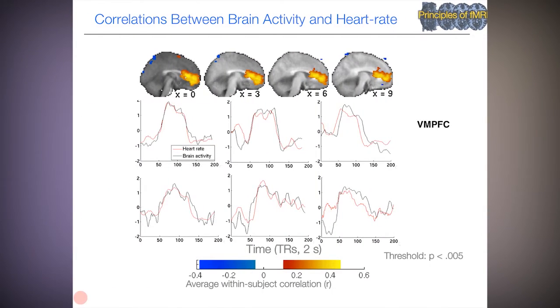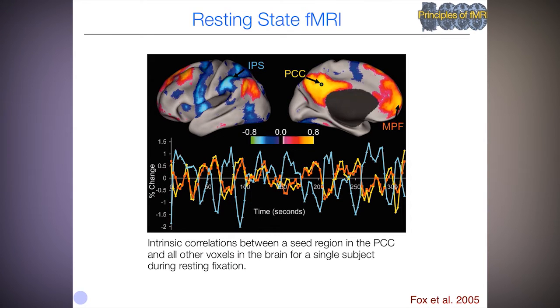Here's an example of the results of a seed analysis where we're looking at the correlation between brain activity and heart rate. So here we're taking the heart rate as the seed time course and looking at where in the brain we have correlations with heart rate. And so it turns out the ventromedial prefrontal cortex is very highly correlated with heart rate in this example. Here's a classic paper on resting state fMRI where they took activation from the PCC and performed a seed analysis and found that there were regions that were both positively and negatively correlated with the PCC in resting state scans.